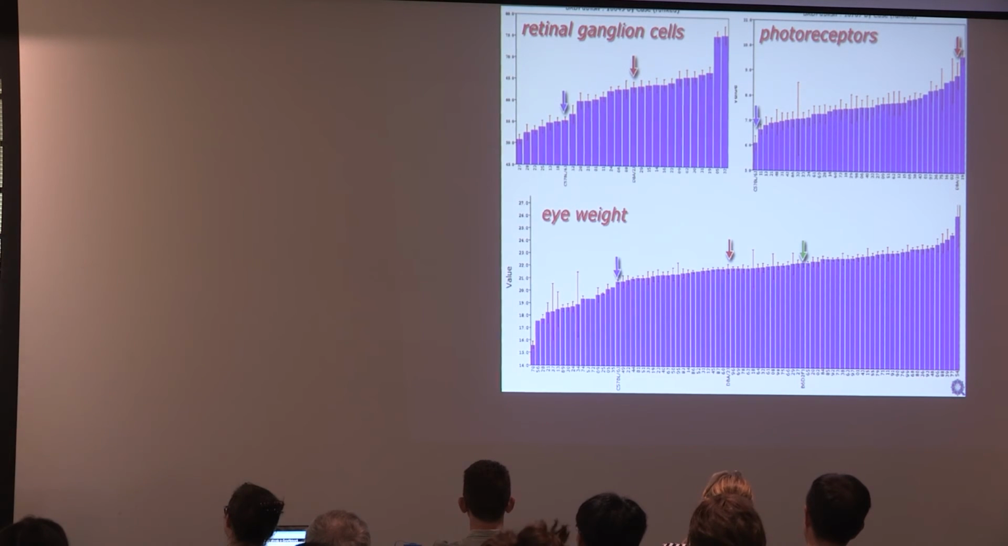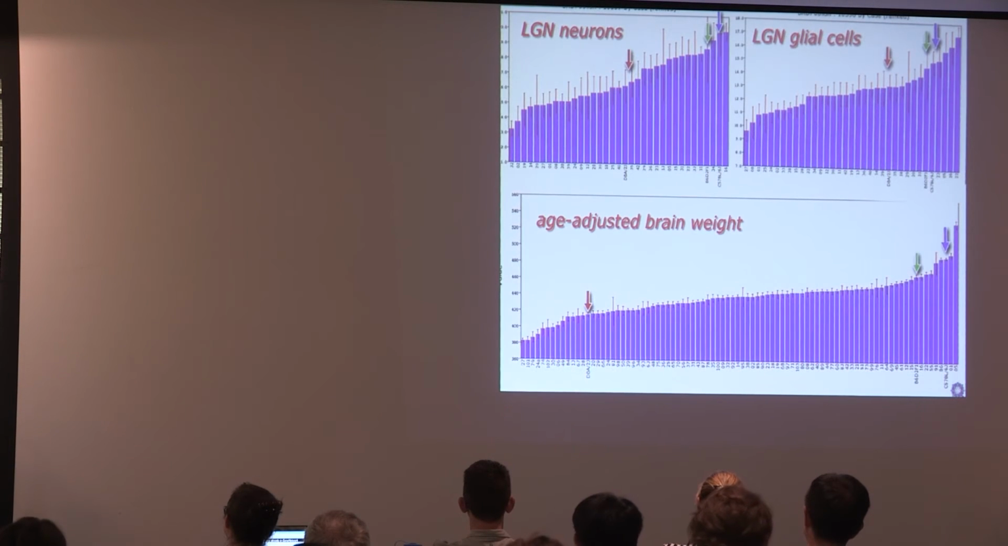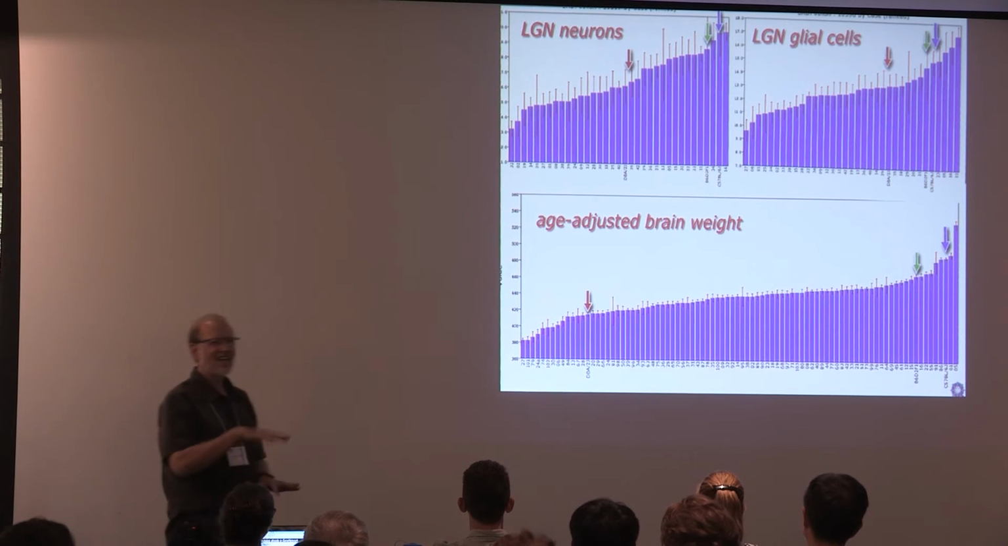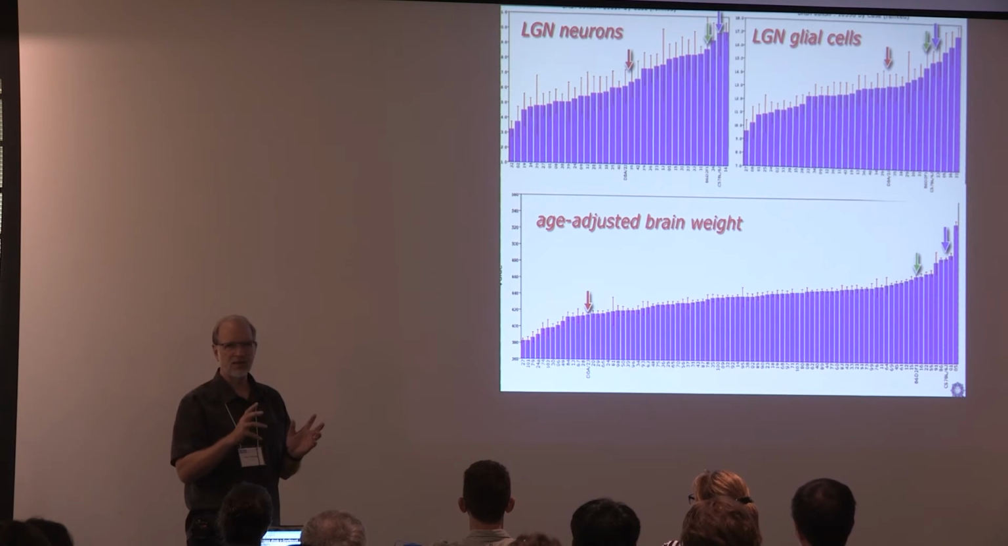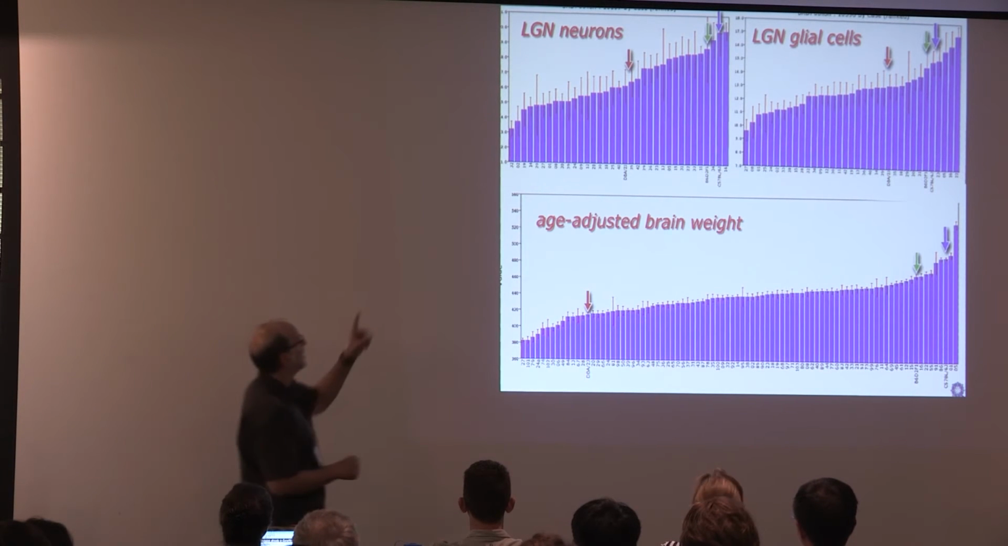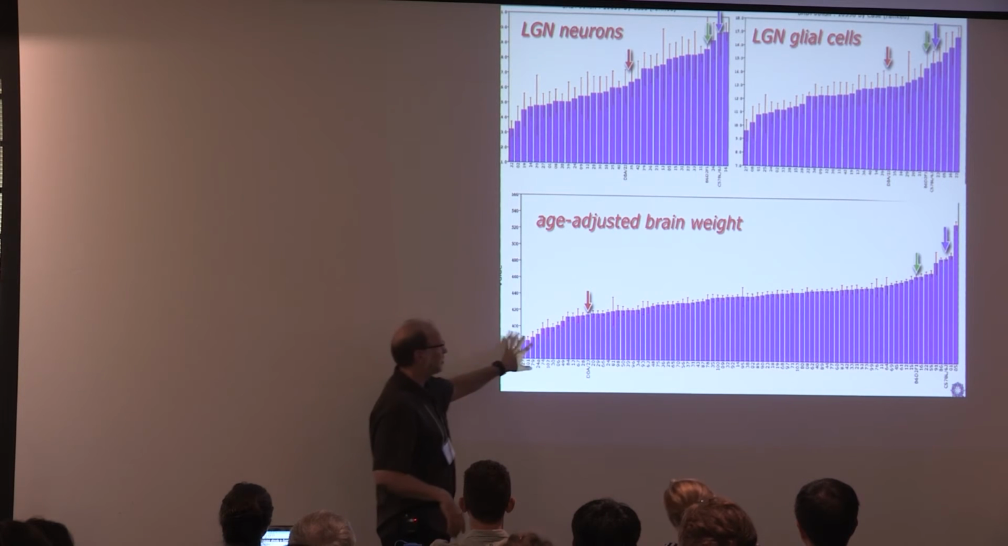So, more data sets. This is just working up the visual system. This is showing you how you can generate these very difficult data sets, and they're not going anywhere. They just get better with age. Lateral geniculate neuron number, age-adjusted brain weight.